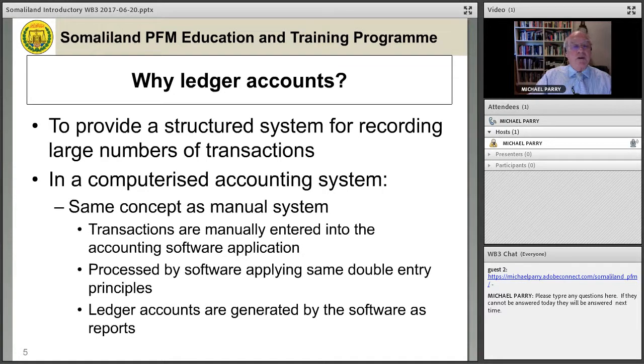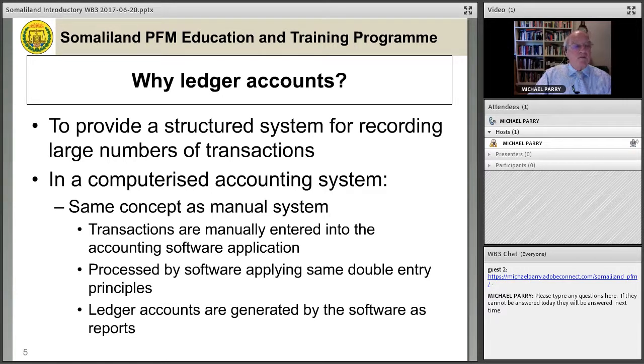Why do you have ledger accounts? Well, in Workbook 2, we recorded the series of transactions by showing the impact of each transaction on the balance sheet. That simply isn't feasible if you have a large number of transactions. So ledger accounts provide a structured system for recording large numbers of transactions.